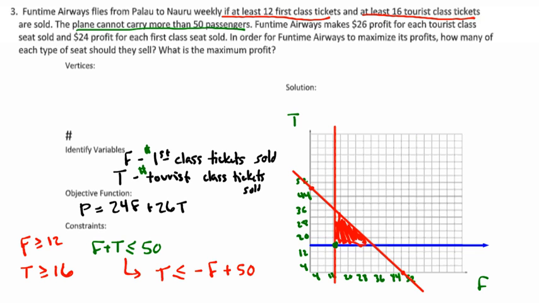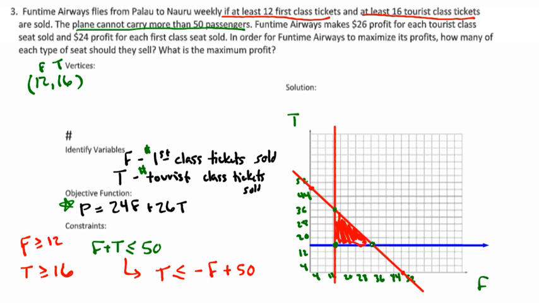I'll make it though. Okay, so we've got several vertices here, several meaning 3, places that could be solutions or could maximize the profit function. I've got 12, 16, which that's F is 12, 16 is T. Okay, and that makes sense because I have to have at least 12 first class, at least 16 tourist class. So that's just the bare minimum to make the flight.